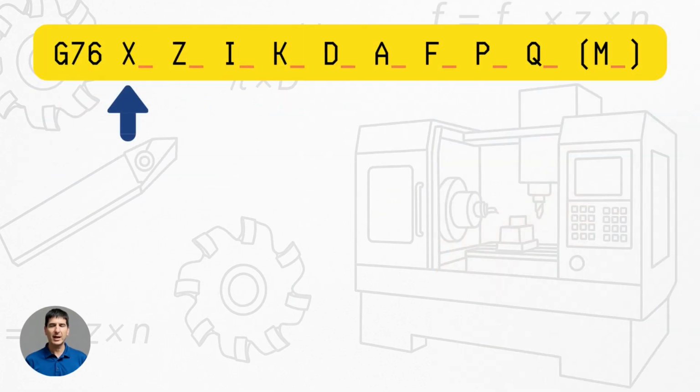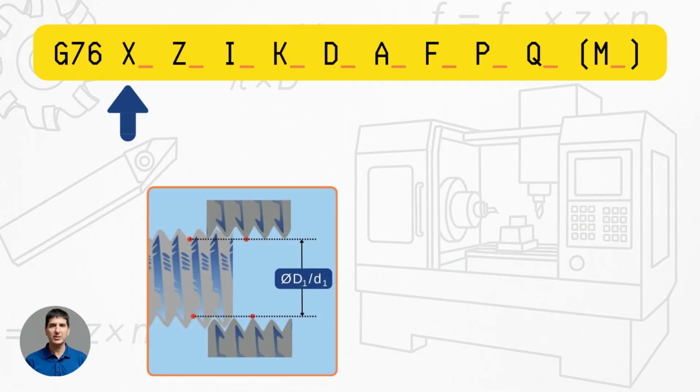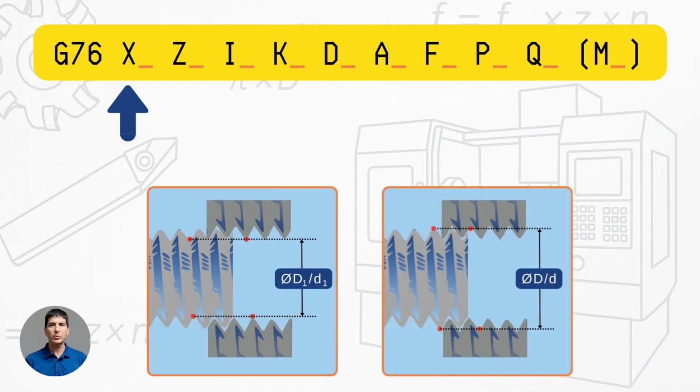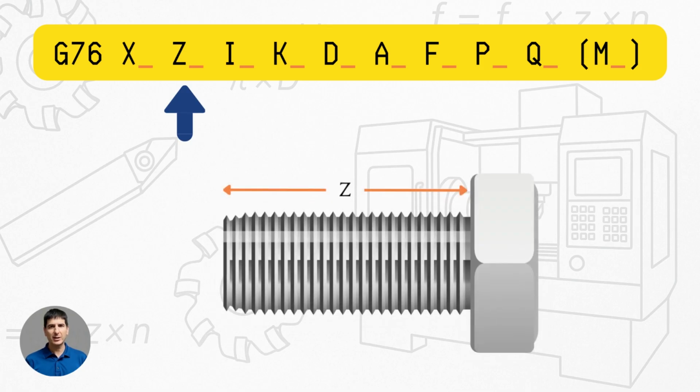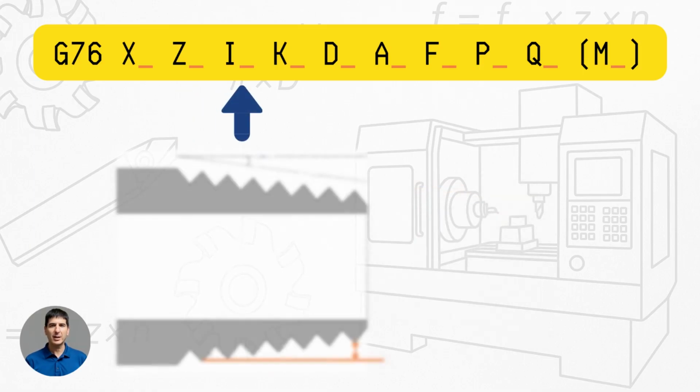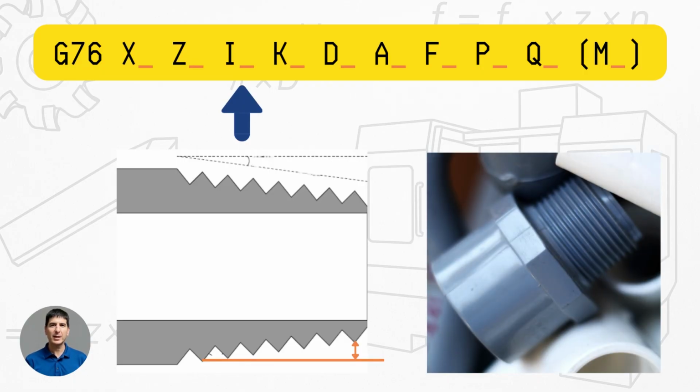X represents the diameter of the last pass. For external threads, this is the minor diameter, and for internal threads, it's the major diameter. Z defines the thread's end position along the axial axis. This is simply where you want your thread to end. I is the amount of taper over the total length, measured per side. You'll use this for NPT and BSPT threads. For parallel threads, simply enter 0.